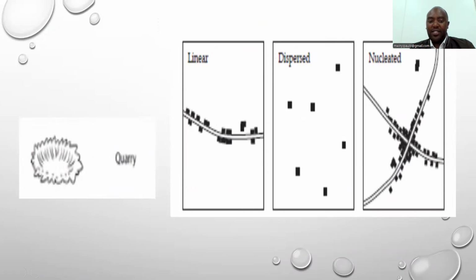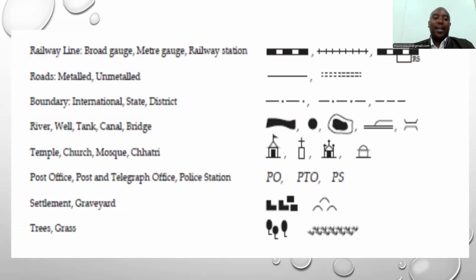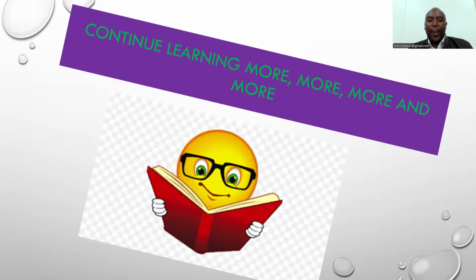A quarry, for instance, when you see this kind of settlements, dispersed, nucleated, linear, and so on, there's another one here on your screen. I can see a railway line. I can see boundaries, rivers, a temple, a church. Now, I want you to identify which of these are representations of human activities, because that's what we are learning about today.